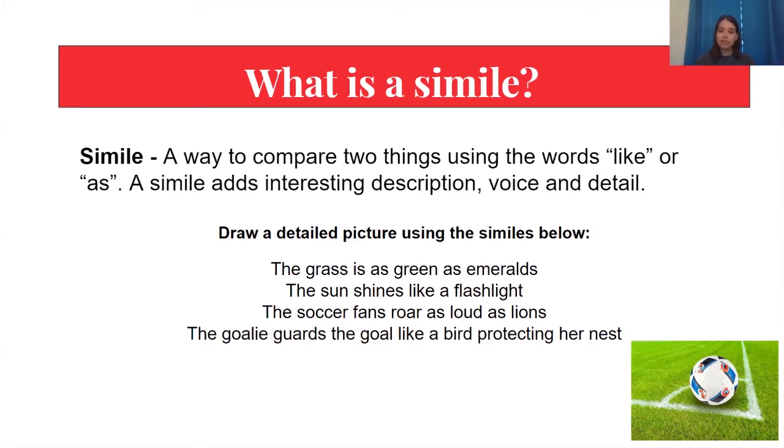So we've got 4 different similes there. We have grass that is as green as emeralds. Again, see our word as. So it's telling you how deep green the grass is. The sun shines like a flashlight. So it's telling you how it's shining down on things around you. Again, the secret word there is like.